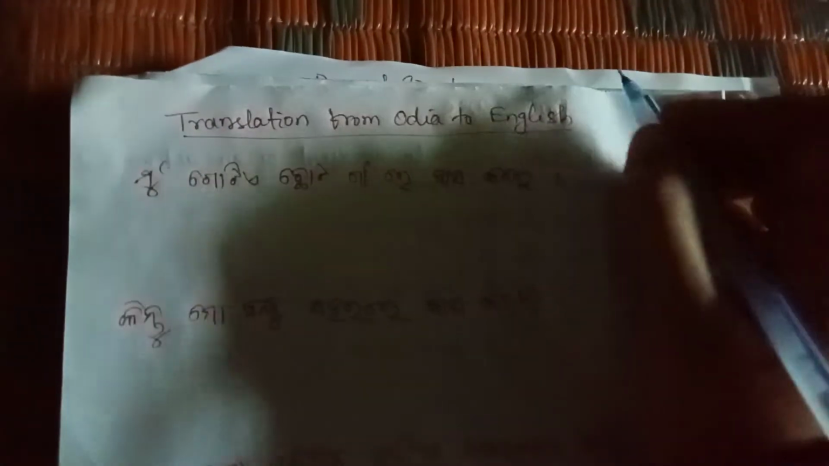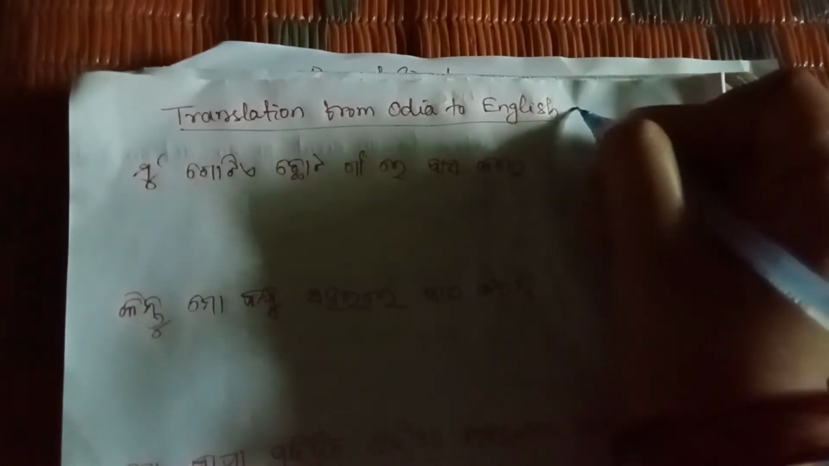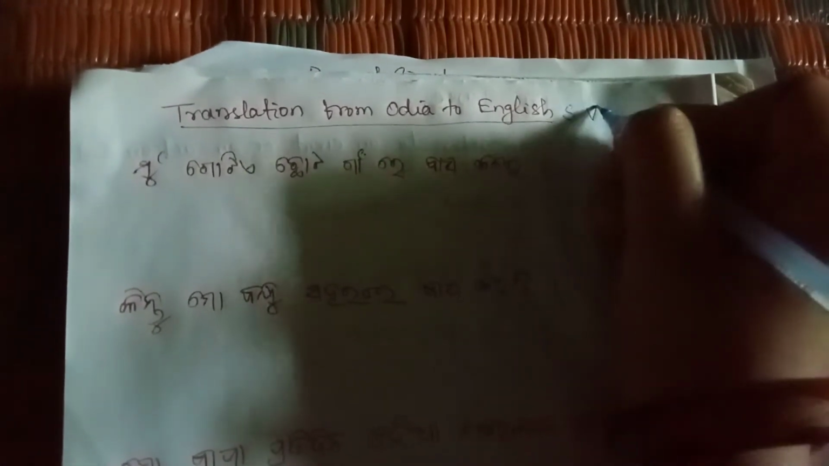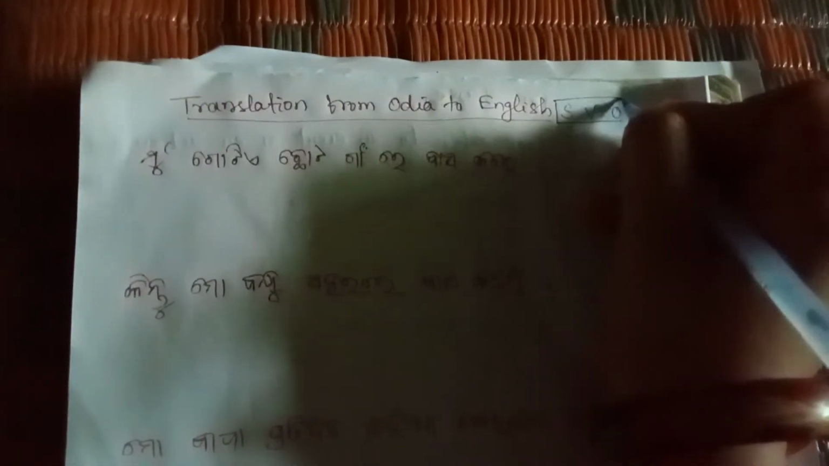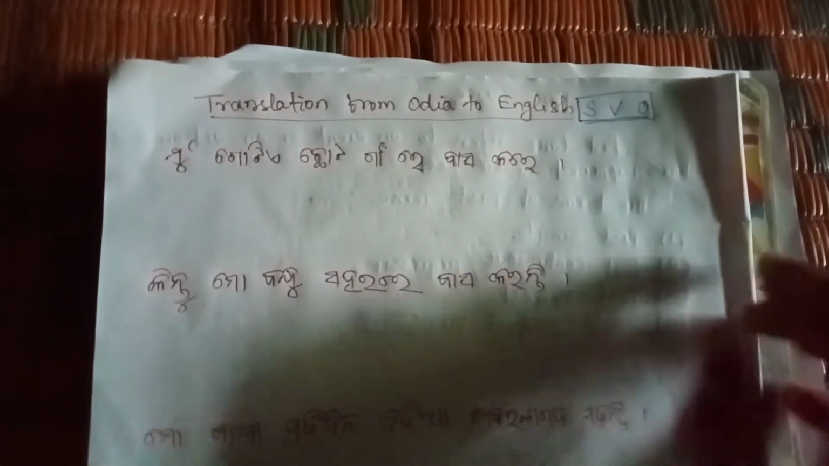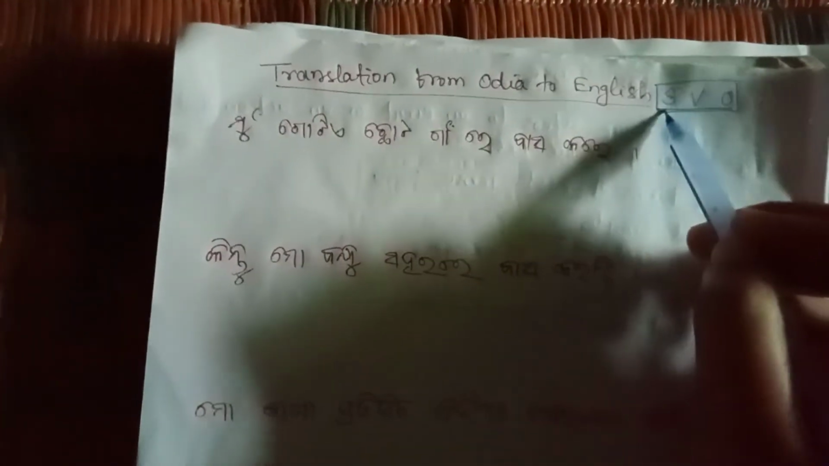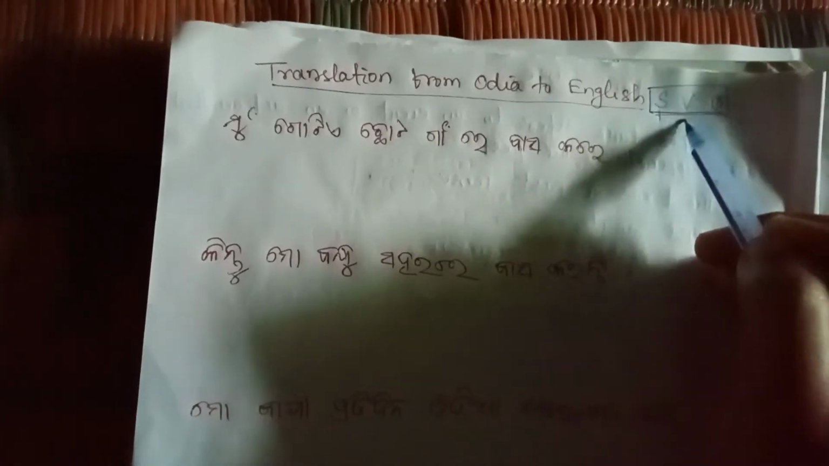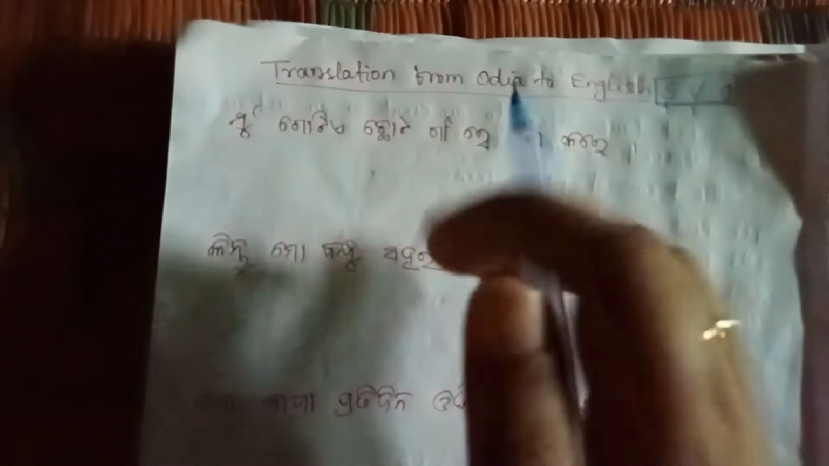Whenever we write any English sentence, first the subject will come, then the verb, then the object. This is called the SVO pattern, meaning subject, verb and object. But this is the sentence pattern of English, and in Odia the sentence pattern is different, so you have to be careful. First you have to find out the subject of the Odia sentence, then the verb, and the rest part you write after that.